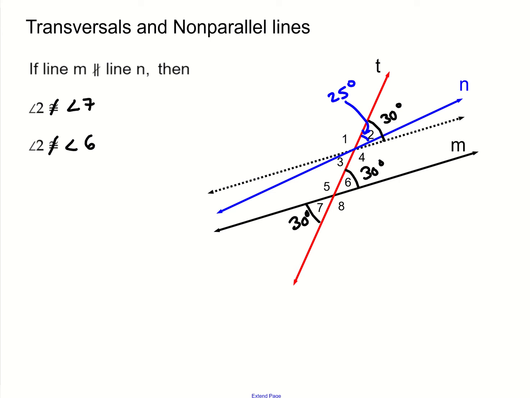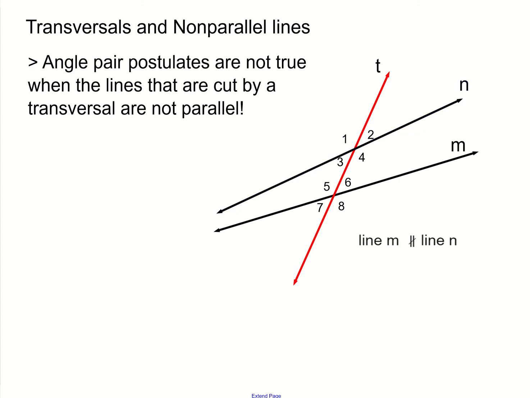So what happens is that when you don't have parallel lines, it ruins the relationship between the angle pairs, and they're no longer congruent, or whatever the theorem states. So remember that the angle pair postulates and theorems are not true when the lines cut by the transversal are not parallel.